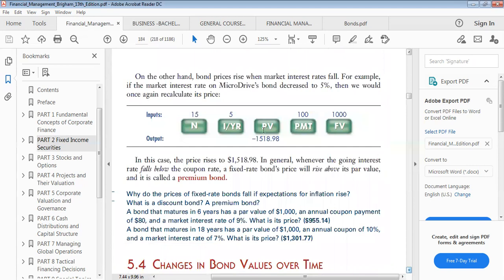On the other hand, bond prices rise when market interest rates fall. For example, if the market interest rate on the Microdrive bond decreased to 5%, then we would once again recalculate its price, and the price rises to $1,251.98. In general, whenever the going interest rate falls below the coupon rate, a fixed rate bond's price will rise above its par value, and it is called a premium bond.